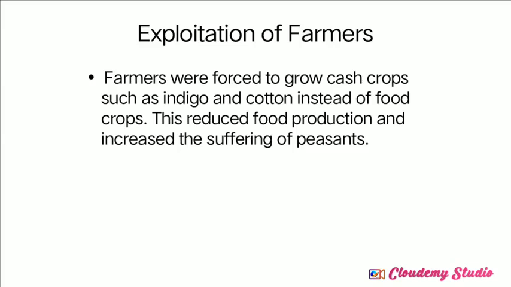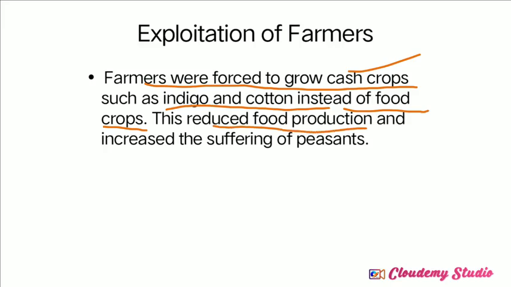So, exploitation of farmers. Exploitation of farmers means farmers were forced to grow cash crops. What are those cash crops? Indigo and cotton. Indigo and cotton were very important raw materials for the British industries, right? That's why, instead of growing food crops, the Britishers made it compulsory to grow cash crops for the industry. This reduced food production and increased the suffering of the peasants. Peasants were struggling with the shortage of food production, and also for the cash crops grown, the Britishers were providing very little amount while purchasing the raw materials.